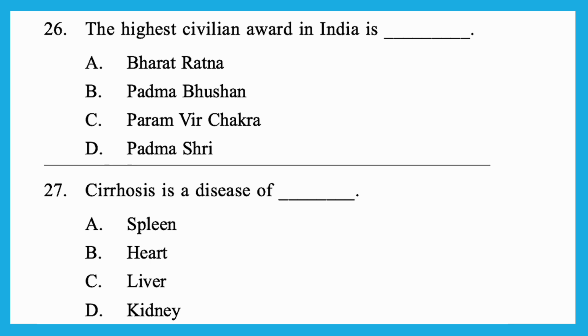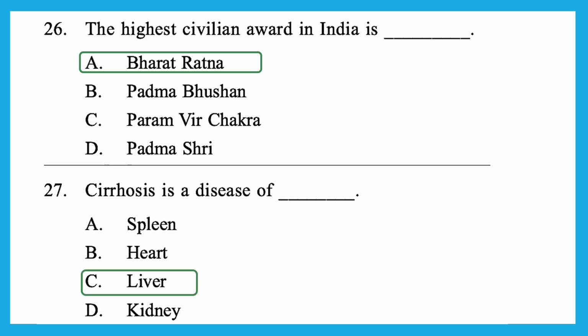Question 26. The highest civilian award in India is... The right answer is option A, Bharat Ratna. Bharat Ratna is the highest civilian award of the country. It is awarded in recognition of exceptional service or performance of the highest order in any field of human endeavor. Question 27. Cirrhosis is a disease of... The right answer here is option C, liver. Cirrhosis is a condition in which your liver is scarred and permanently damaged. Scar tissue replaces healthy liver tissue and prevents your liver from working normally.